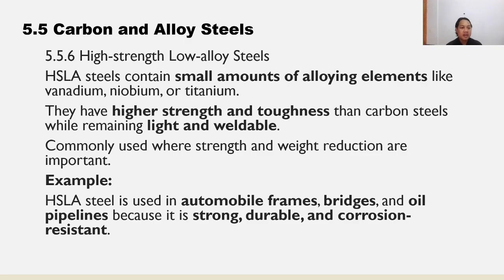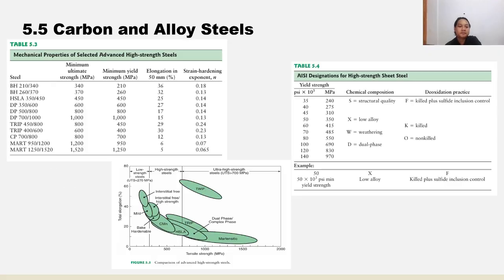Next we have high strength low alloy steels. High strength low alloy steels contain small amounts of alloying elements like vanadium, niobium, or titanium. They have higher strength and toughness than carbon steels while remaining light and weldable. Commonly used where strength and weight reduction are important. An example is that high strength low alloy steel is used in automobile frames, bridges, and oil pipelines because it is strong, durable, and corrosion resistant.